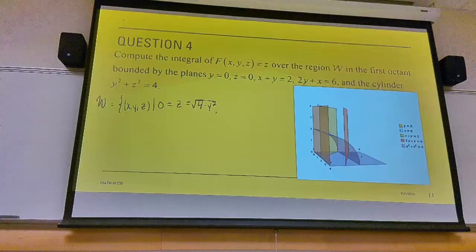What is the equation in terms of Y for the green plane? X equals what? And now the red, X equals what? 6 minus 2y. Now you need bounds for Y.